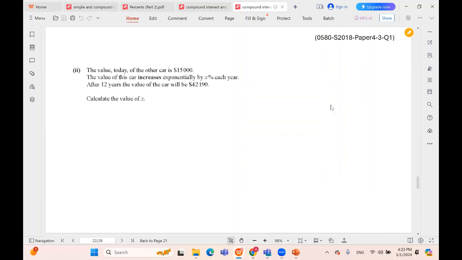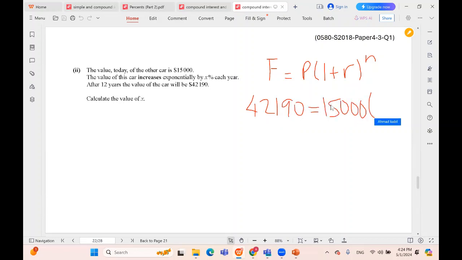The value today of the other car is $15,000. The value of this car increases exponentially by X%. After 12 years, the value would be 42,190. Calculate the value of X. So F equals P times 1 plus R to the power of N. F is $42,190, and this is equal to P, which is 15,000, times 1 plus R. R here is just X, to the power of N, and N is 12 years.